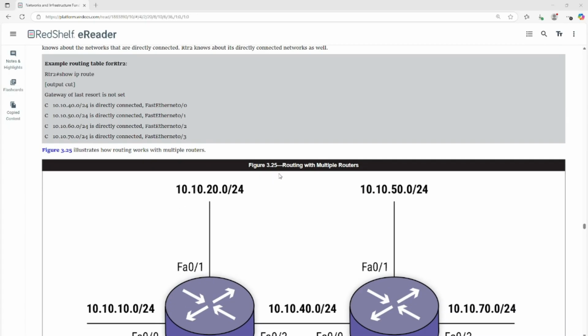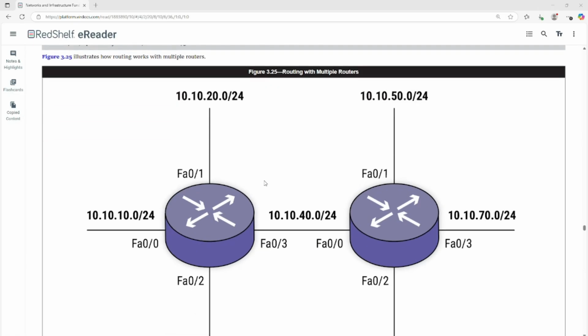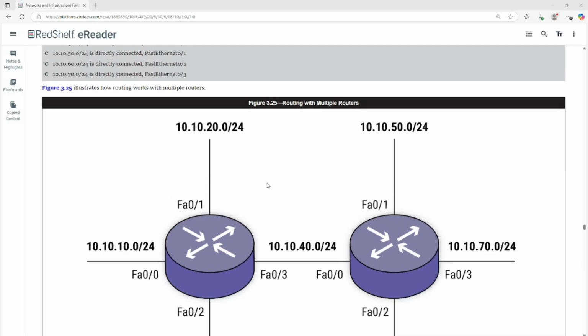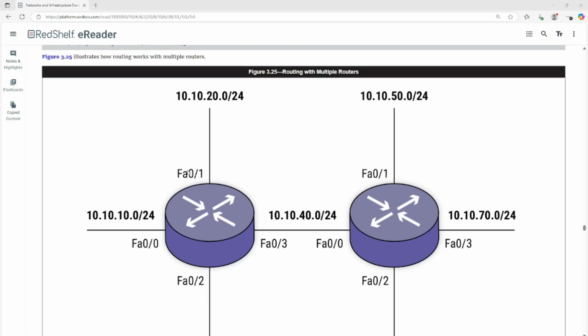Figure 3.25, router with multiple routers. You could also read this to understand how traffic is set up for routing within multiple routers. In this case, you've got two routers, and each has 4 interfaces, and one of the interfaces of each router communicates with the other.